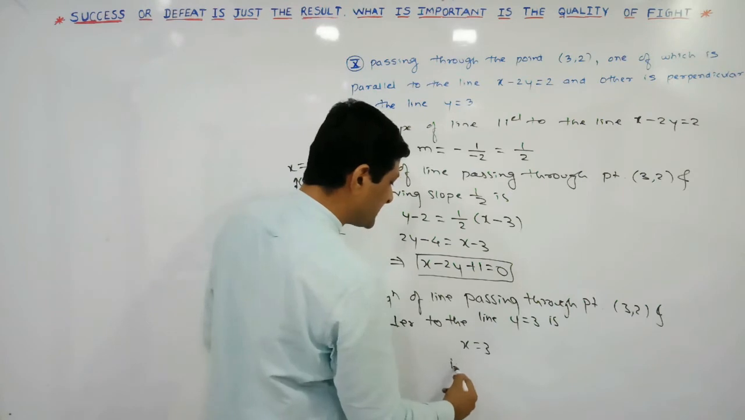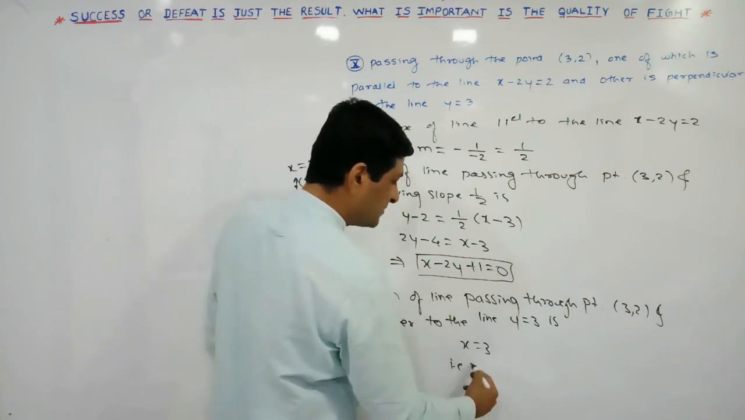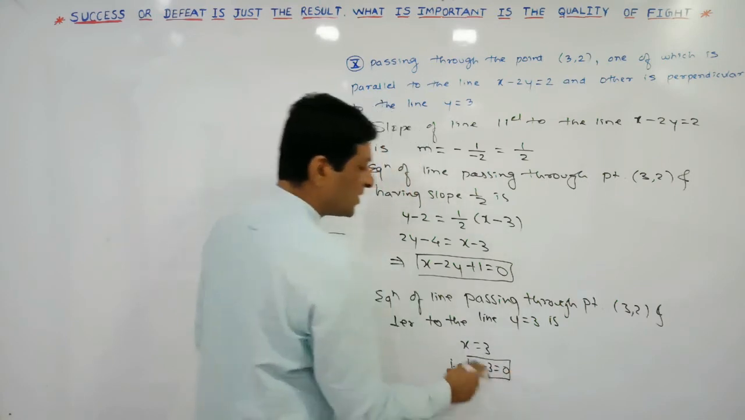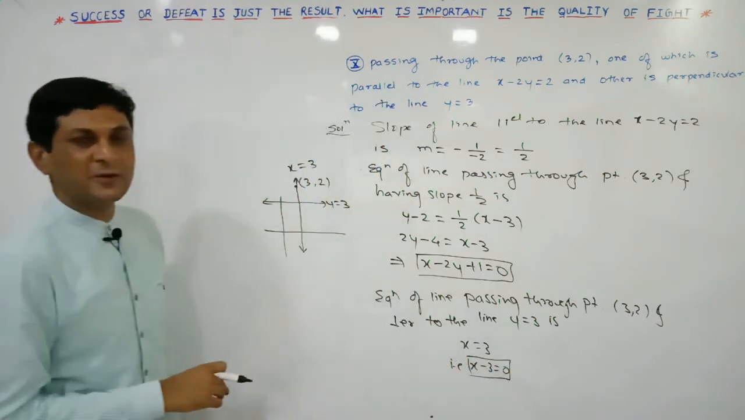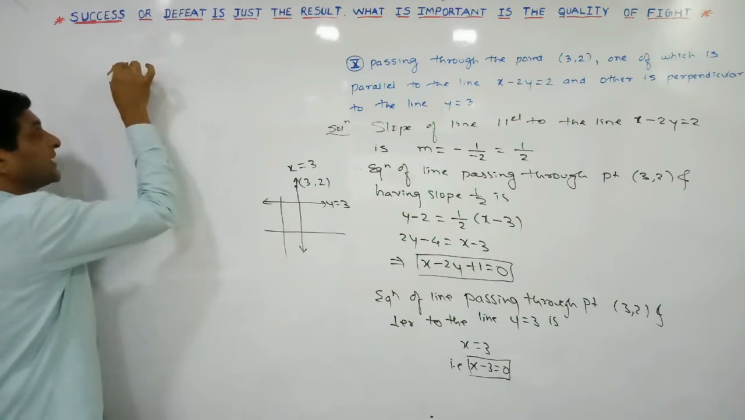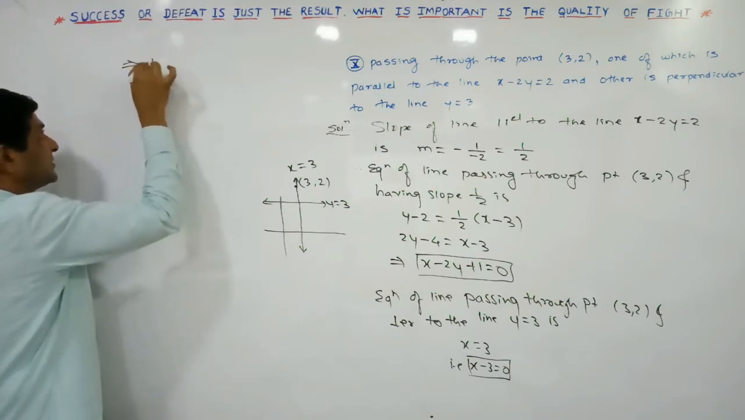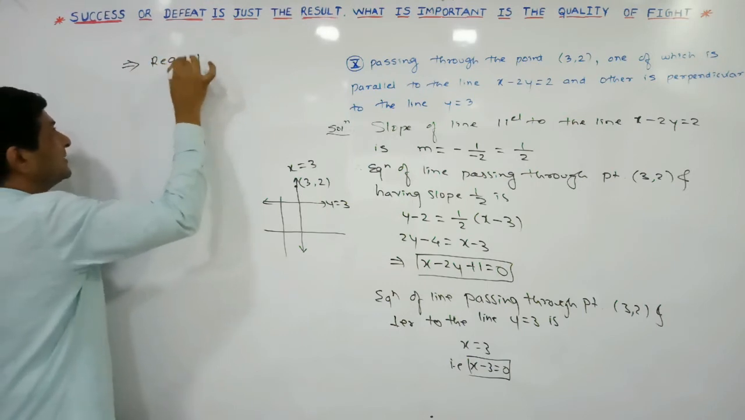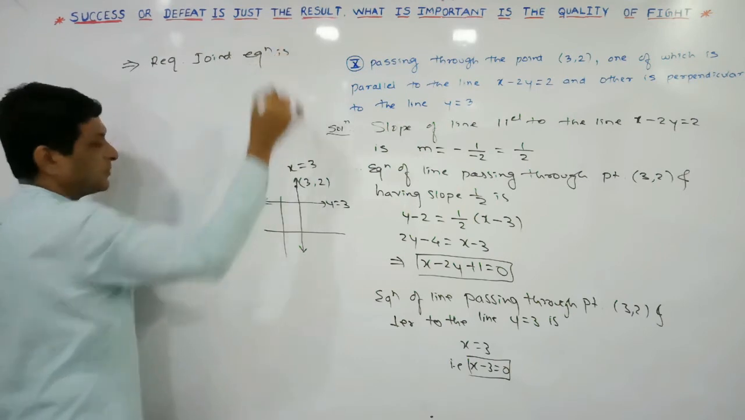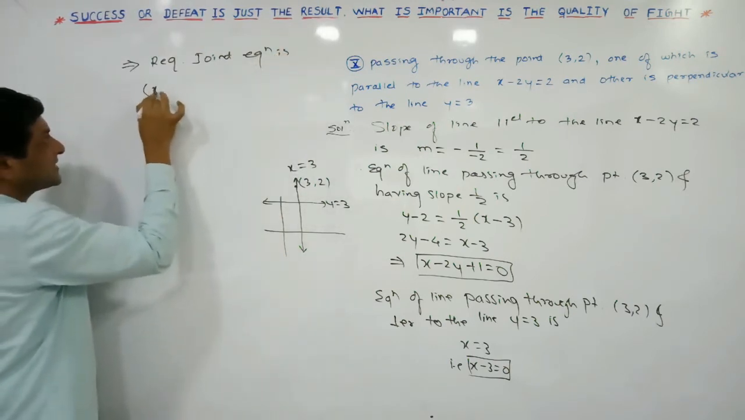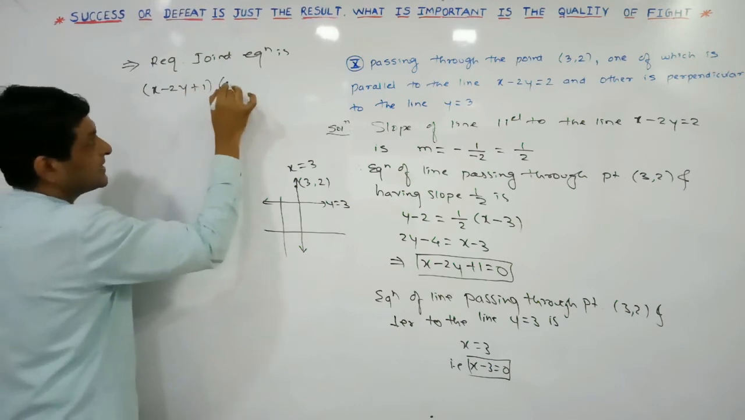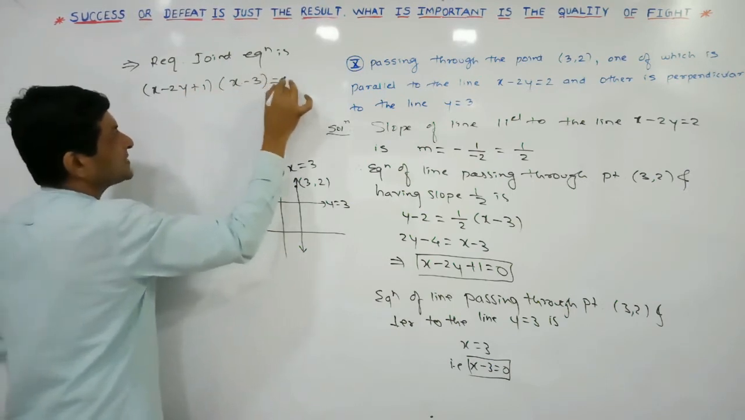So x is equal to 3, plus 3 on this side will become minus 3. x minus 3 is equal to 0. In this way we have got our second required equation. Once both equations are known to us, we are able to find our required joint equation. So the required joint equation is, what is the equation of the first line? x minus 2y plus 1, and the equation of the second line is x minus 3 is equal to 0.